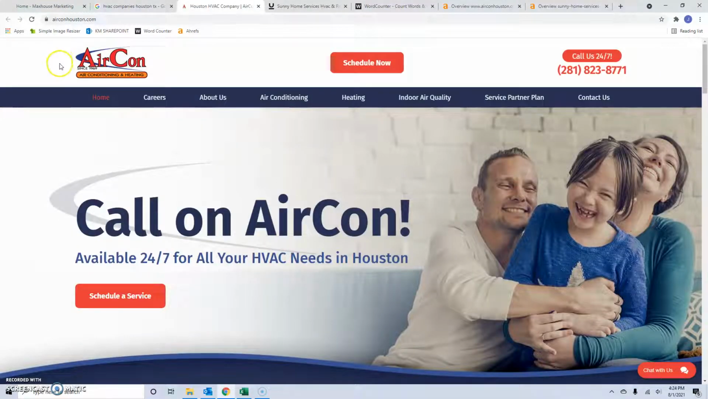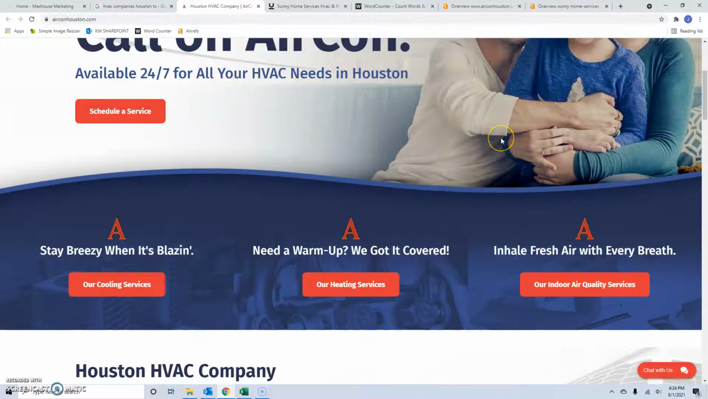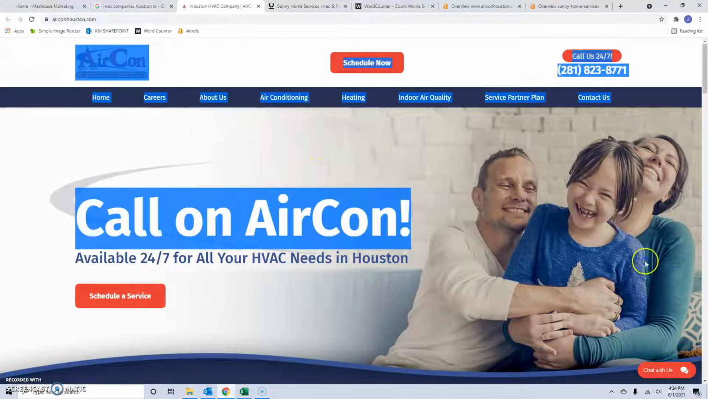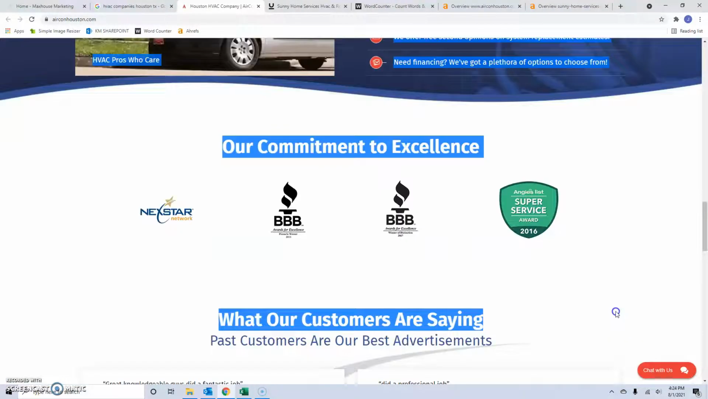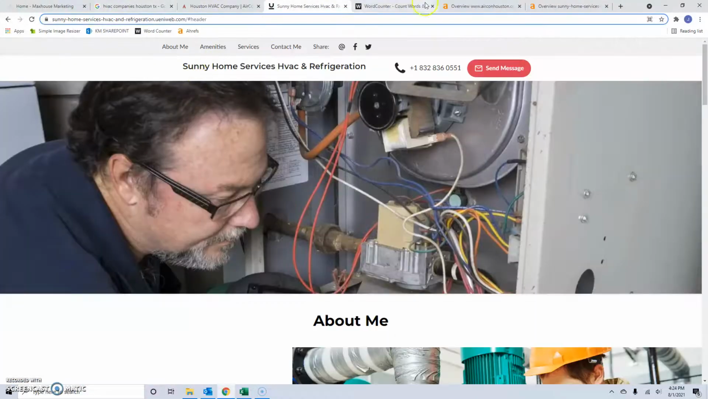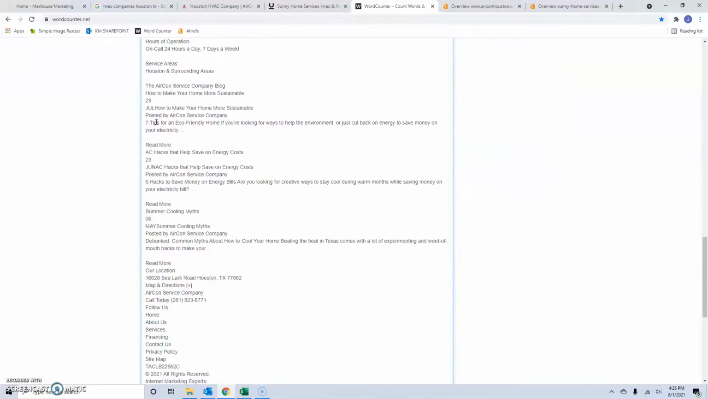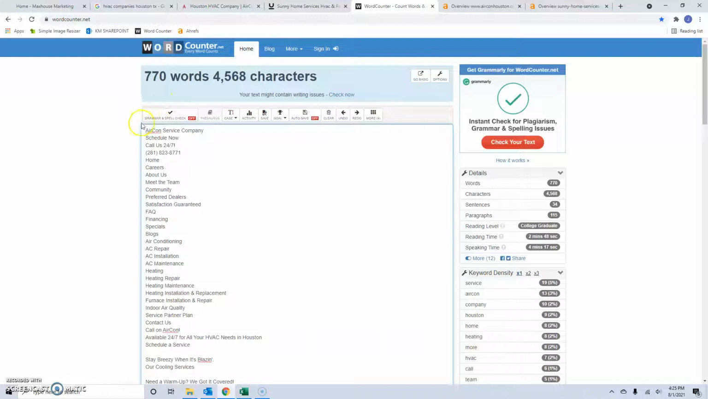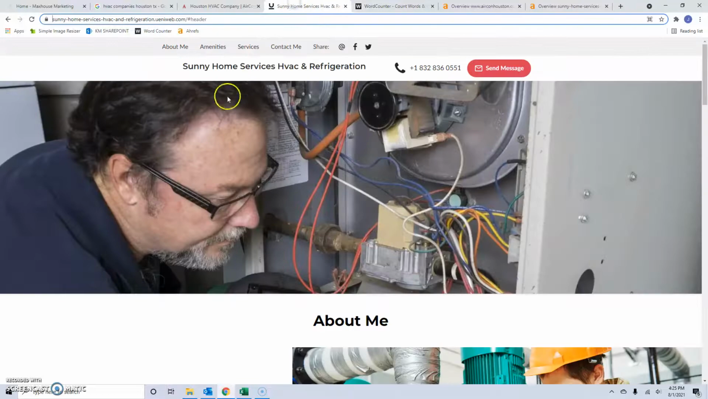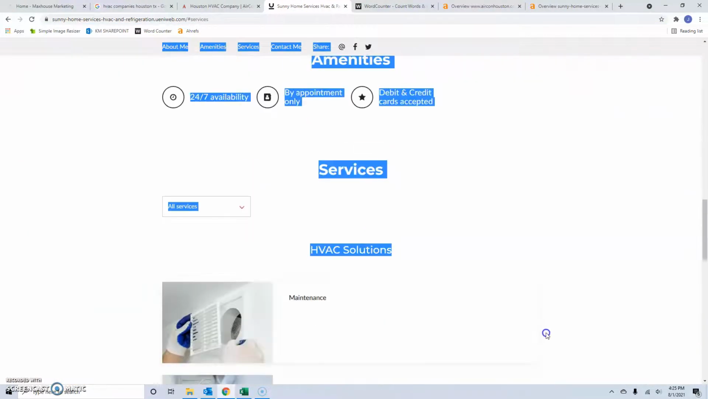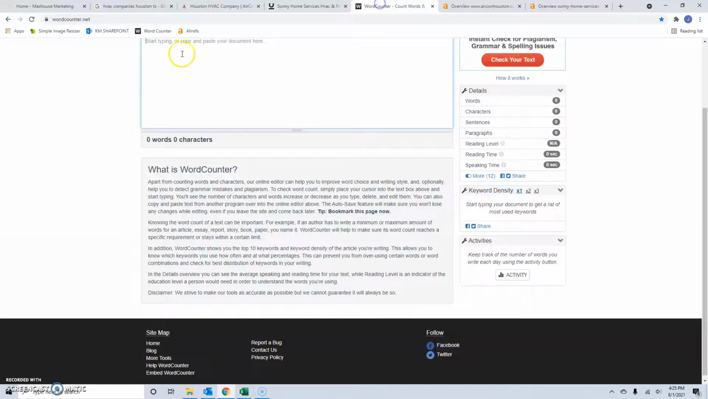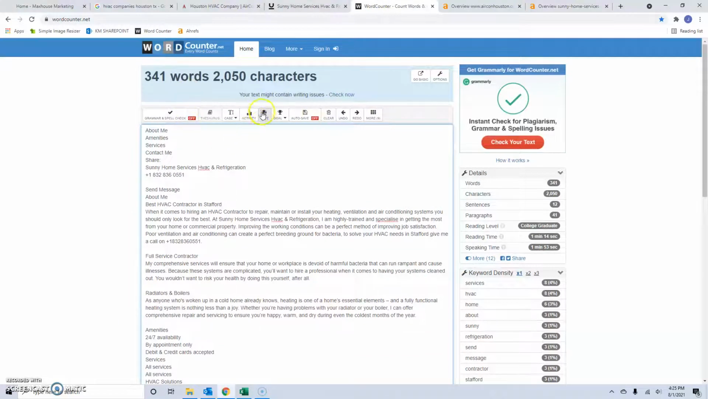So first thing we're going to talk about is content. So what is content? Content is any wording or verbiage throughout your website. We're going to focus specifically on the homepage. So I'm going to go ahead and grab all of the content off of their homepage, and I am going to put it into a tool that I use, Word Counter, and you can see that they are at about 800 words of content on their homepage. I'm going to go ahead and do the same for you. And you are at about 341 words.